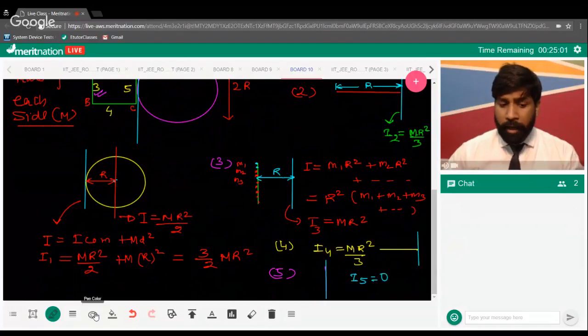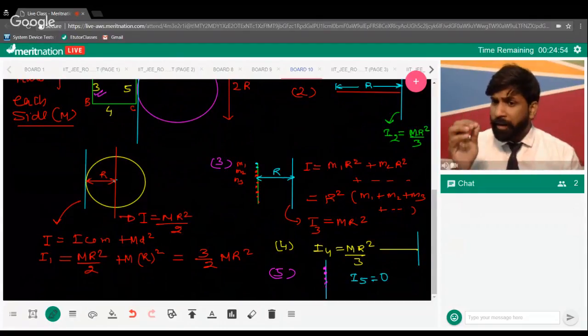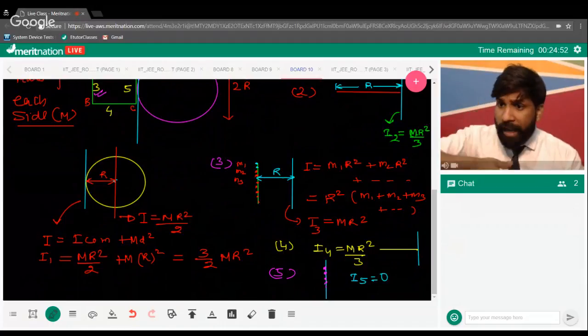Because beta, suppose we divide this rod into a number of particles, each particle is lying on the axis, on this blue color axis. So the perpendicular distance of each and every particle is 0, and if the perpendicular distance is 0, that's why the moment of inertia of this section is 0.